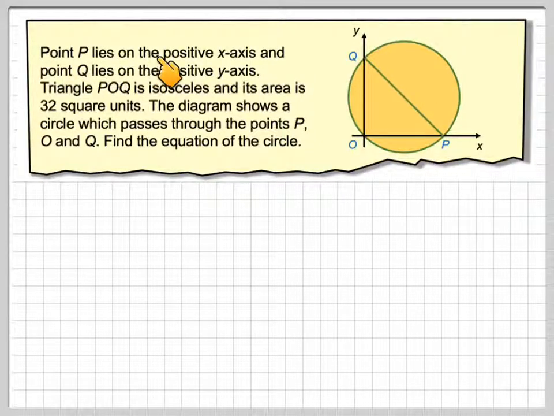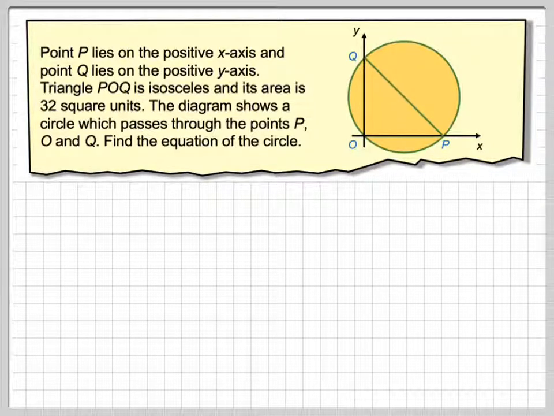Point P lies on the positive x-axis and the point Q lies on the positive y-axis. Triangle POQ is isosceles and its area is 32 square units. The diagram shows a circle passing through the points P, O and Q. Find the equation of the circle.